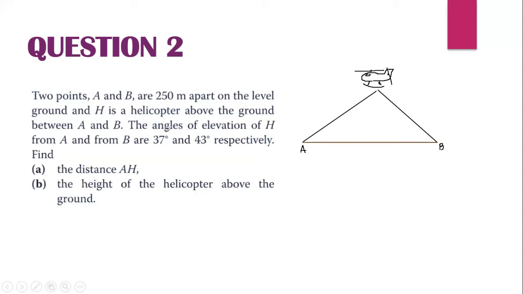The information here is the elevation angle. So the elevation is from the horizontal upward. From A it is 37 degrees, and from B it is 43 degrees, right? Very easy. And the information is that A and B are 250 meters apart. Find the distance of AH.